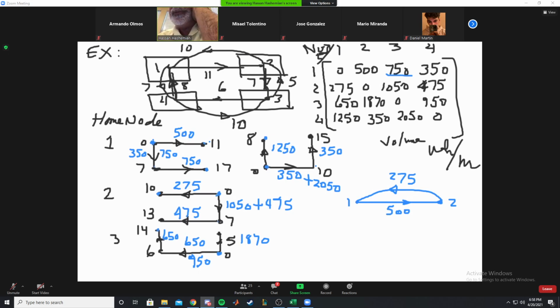All right, how about 2 to 3? I have to go 2 to 3. How many trips will be there? Okay, let's look at this one. There's nothing here. Nothing there. But from 2 to 3, I have 1050 plus 475, which is giving you what? 1525. This is the opposite direction. And this is the opposite direction. We don't care about those. So 1525 is the answer.